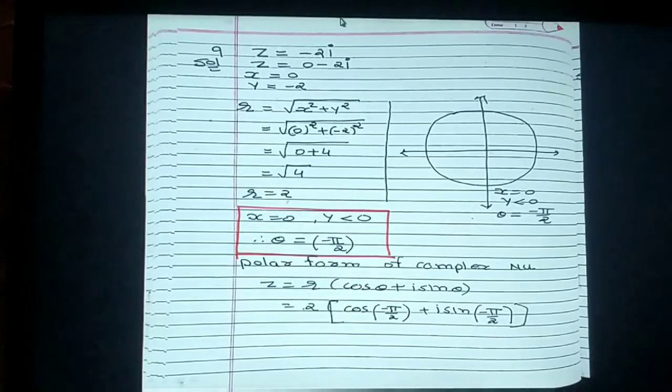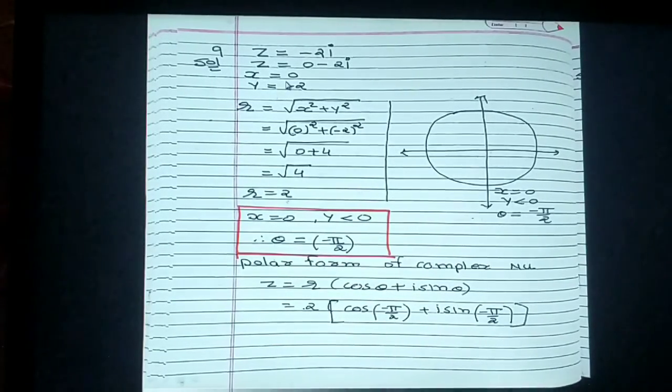Next, z is equal to minus 2i. It can be written 0 minus 2i. So x equal to 0 and y is equal to minus 2. r is under root x square plus y square. x is equal to 0, y is equal to minus 2. So it is under root 0 plus 4, under root 4. So r is equal to 2.